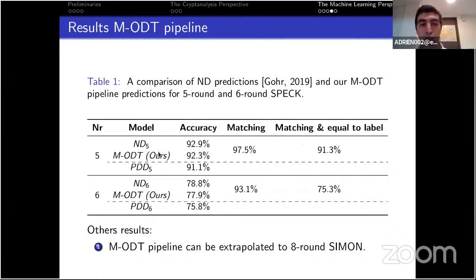This pipeline gives pretty relevant results compared to the neural distinguisher. Here you have the results on 5 rounds, and here on 6 rounds. The matching is also pretty high. We have also observed that it can be extrapolated to 8-round Simon.